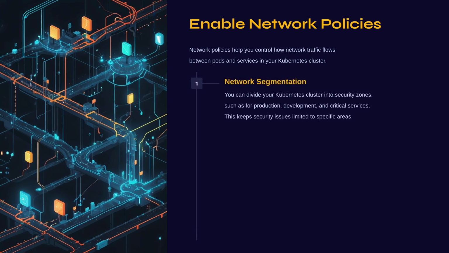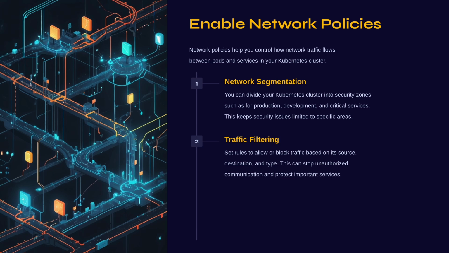First, network segmentation. Imagine dividing your Kubernetes cluster into separate zones like production, development, and any other critical services you run. By segmenting your network, you can isolate parts of the cluster from each other. This means that if something goes wrong in one area, like a security issue or unexpected bug, it won't spread throughout the entire system.